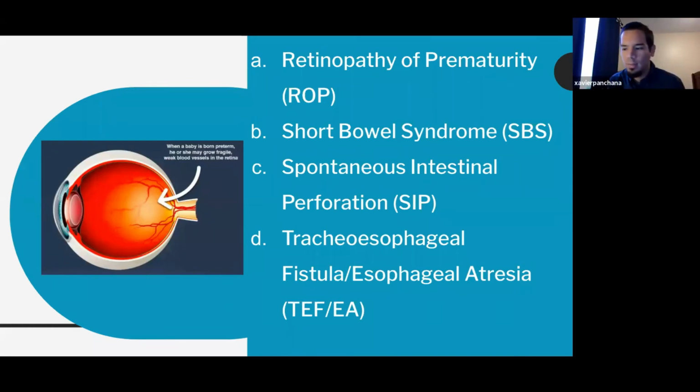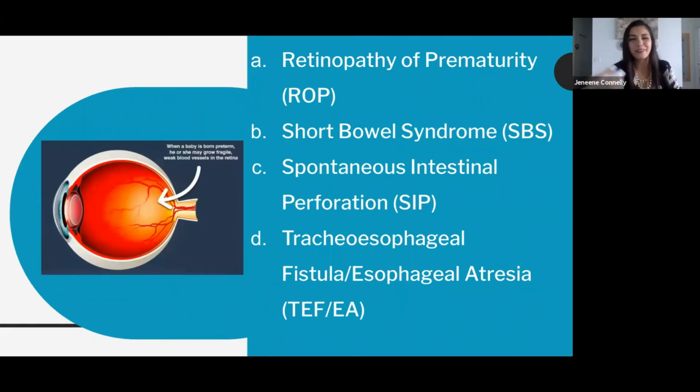This one is characterized by abnormal development of the eye blood vessels in premature infants. This one is super hard not to give away. Yeah, they make these easy, that's for sure. Definitely ROP, retinopathy of prematurity.